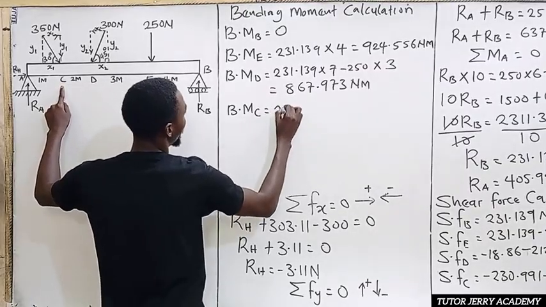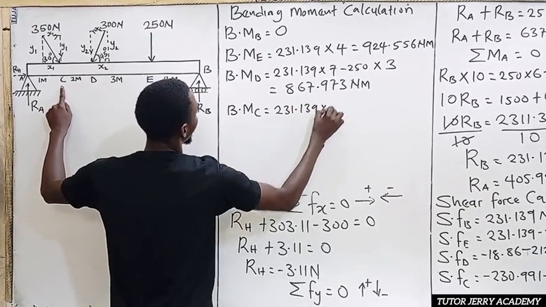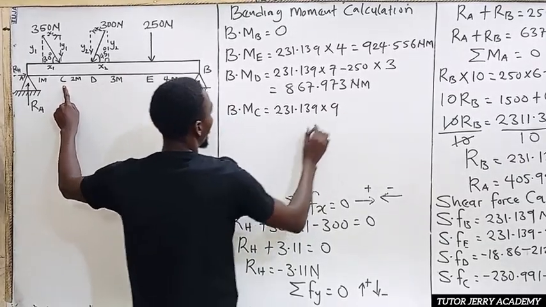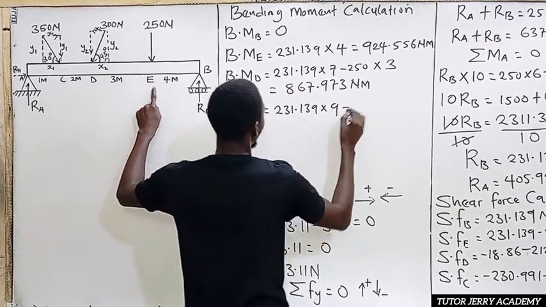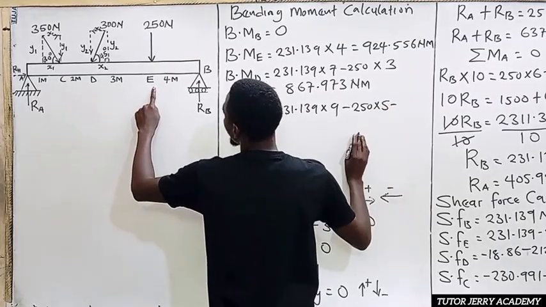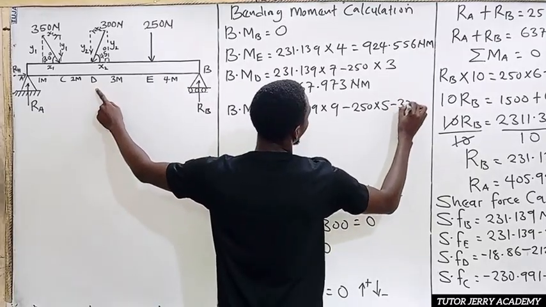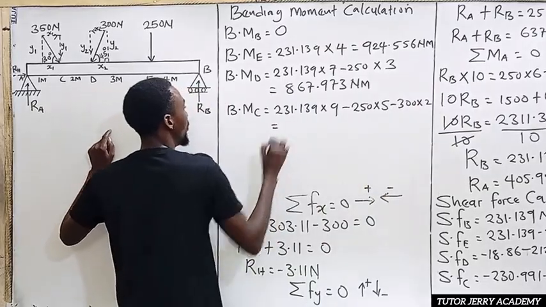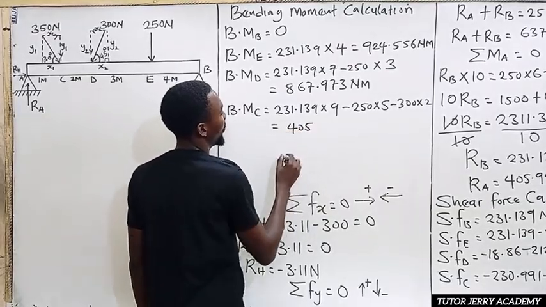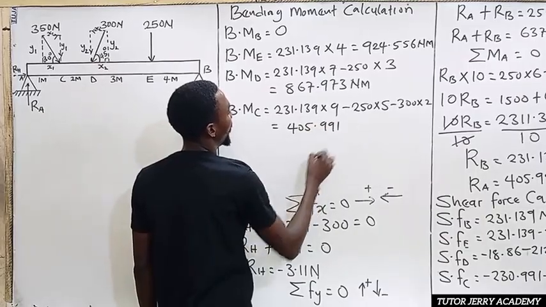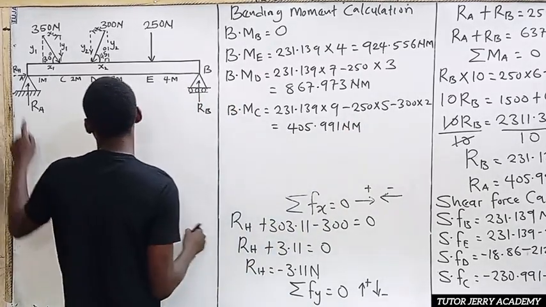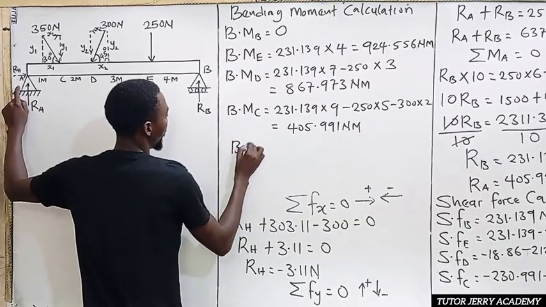All right, so the bending moment at point C now will be equal to ROB multiplied by the total distance. 231.139 times the total distance, that is 9, minus 250 multiplied by 5 minus 300 multiplied by 2. All right, so if we do that, what do we get? 405.991 Newton meter.